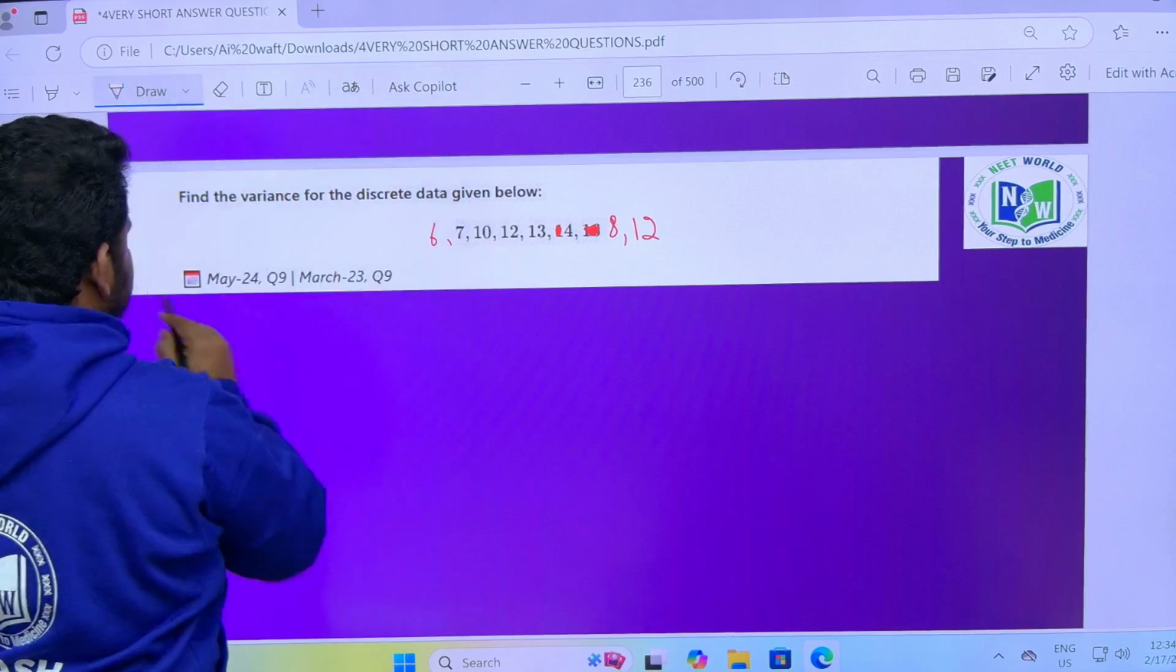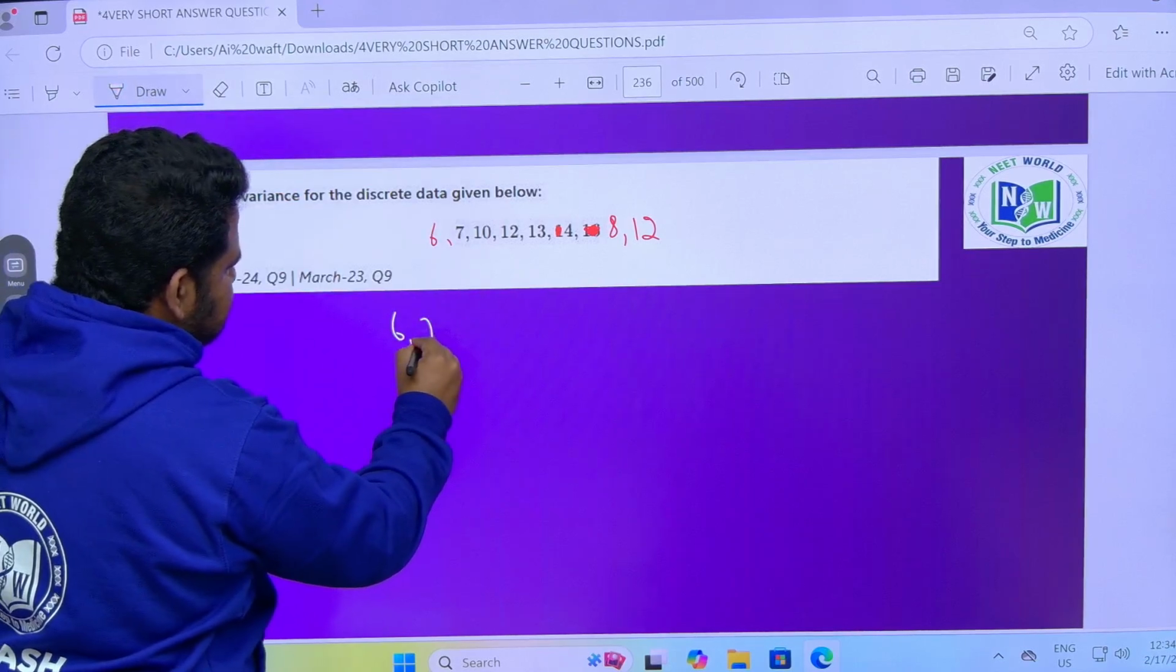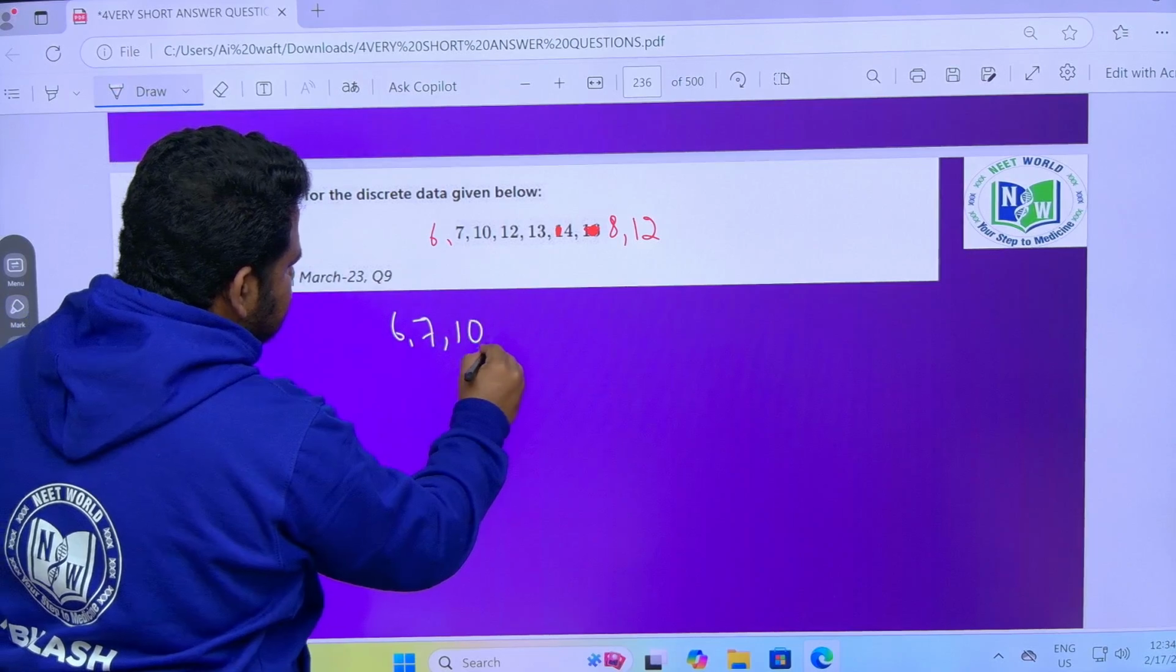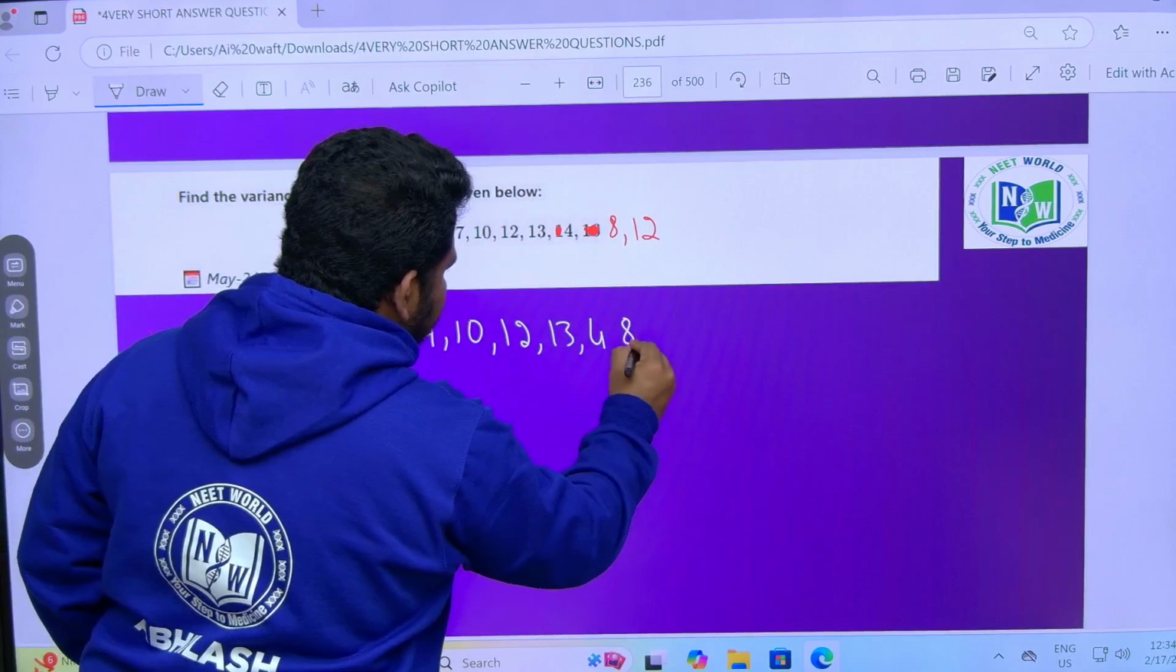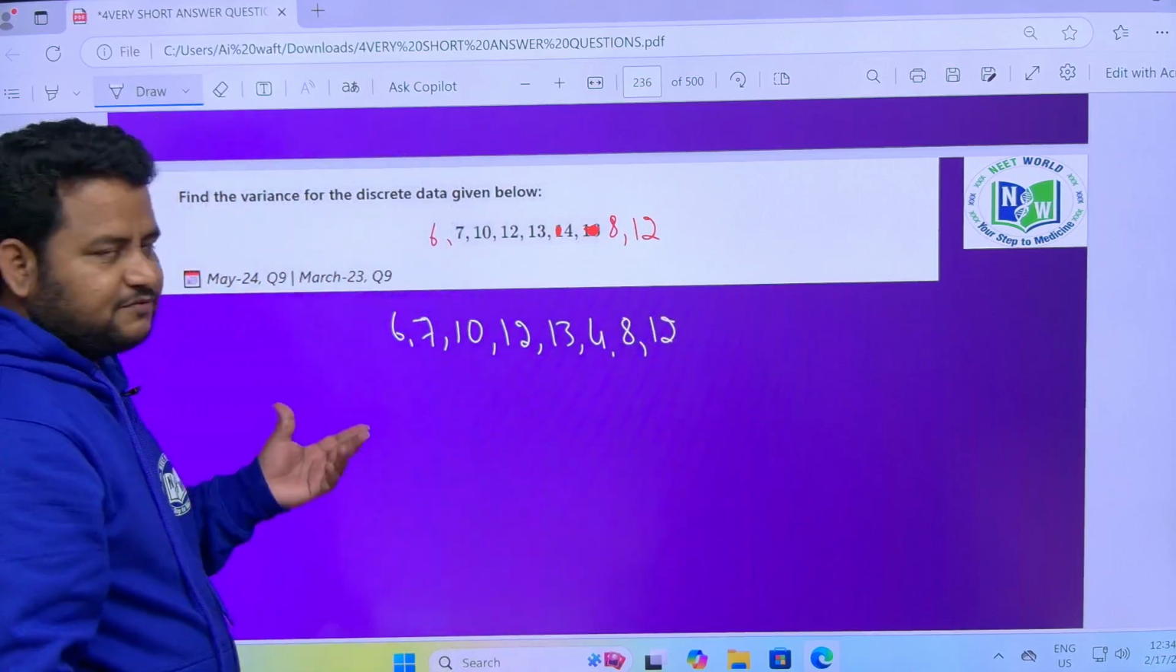So let us write down this. What is the data that they were given? 6, 7, 10, 12, 13, 4, 8, 12.